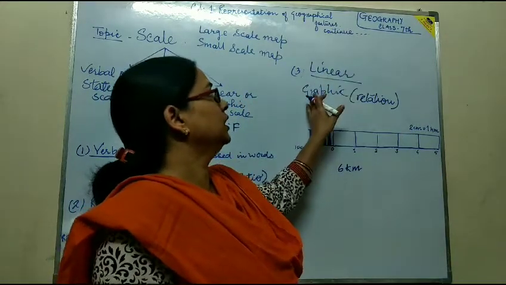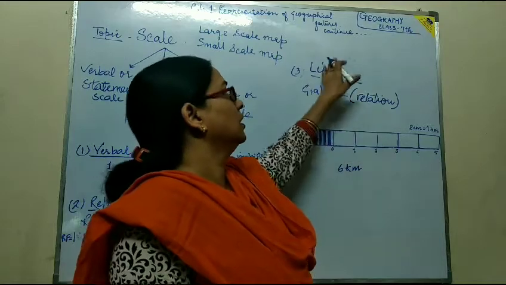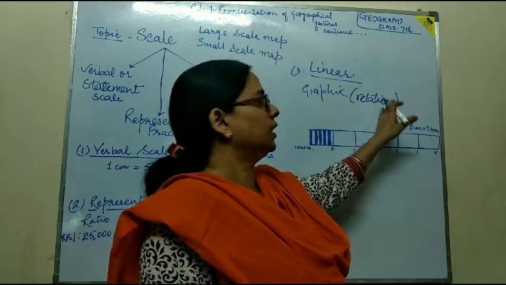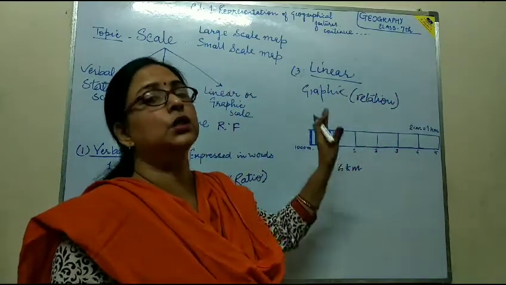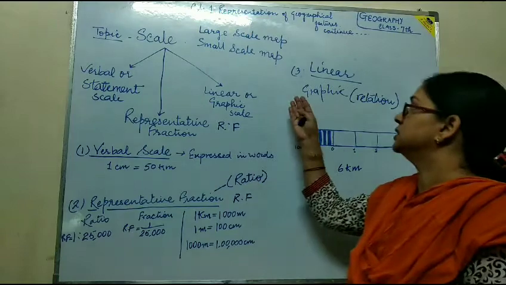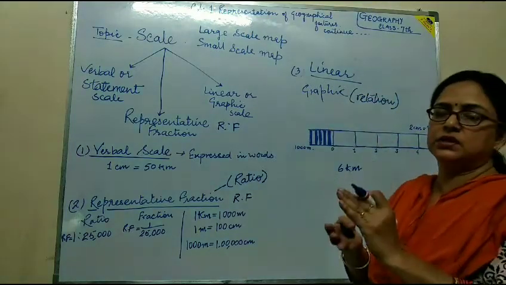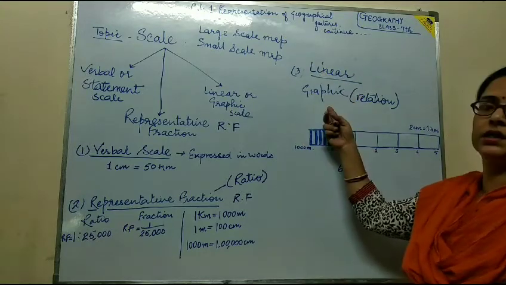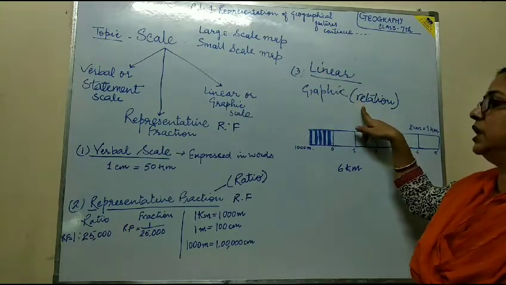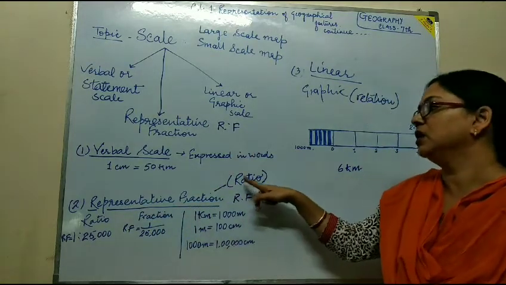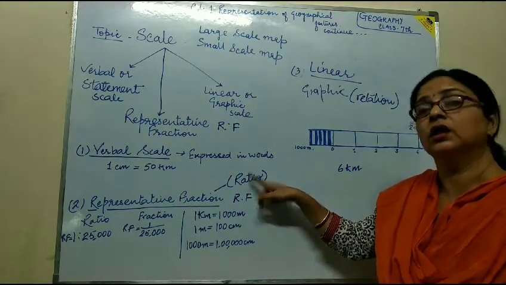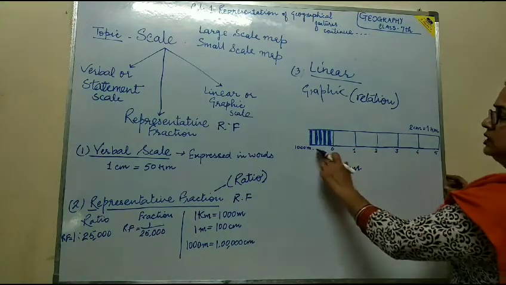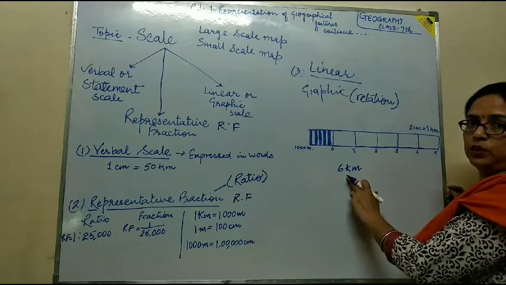Next is the linear or the graphic scale. Now the linear scale represents the relation of the map distance to the ground distance. What is the relation of the map distance in comparison to the ground distance? That is represented by the linear scale. It shows the relation, whereas the representative fraction shows the ratio. So here we can easily state that this is a scale of 6 kilometers.